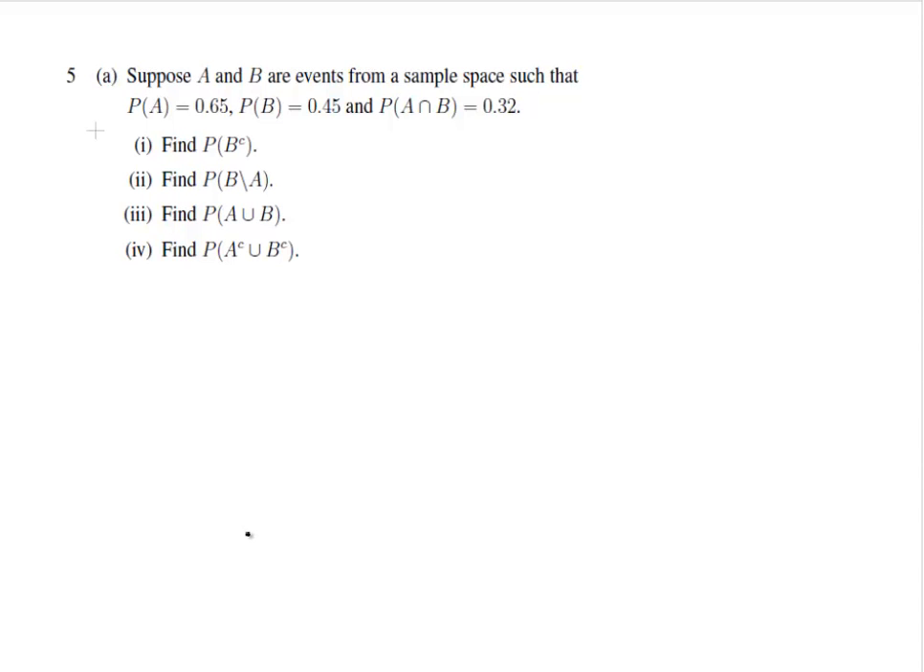In this presentation, we're going to look at some basic probabilities. So suppose A and B are events from a sample space such that the probability of A is 0.65, the probability of B is 0.45, and the probability of A intersection B is 0.32. Just as a remark, that is the intersection symbol. Let's try that again. Intersection.